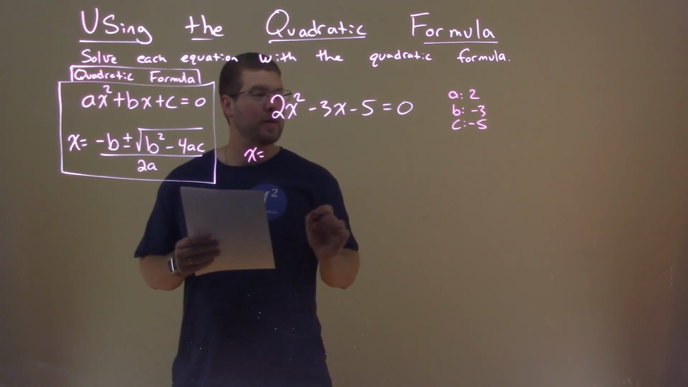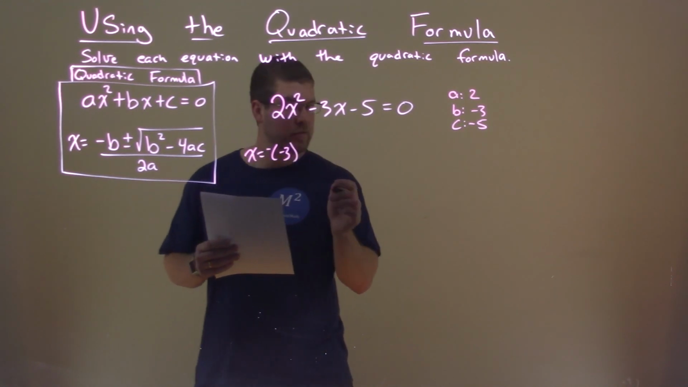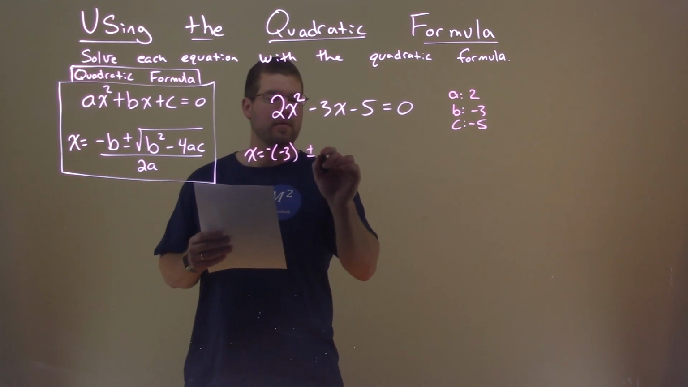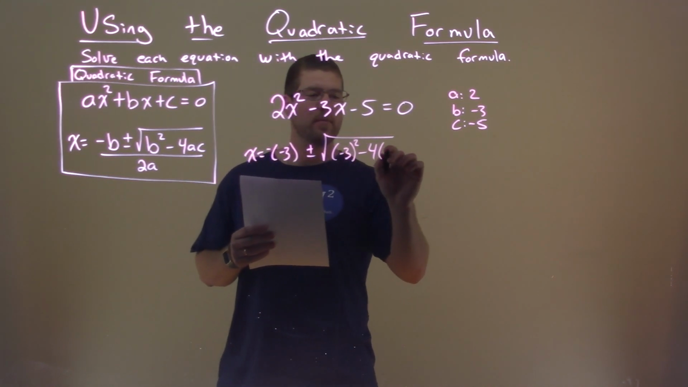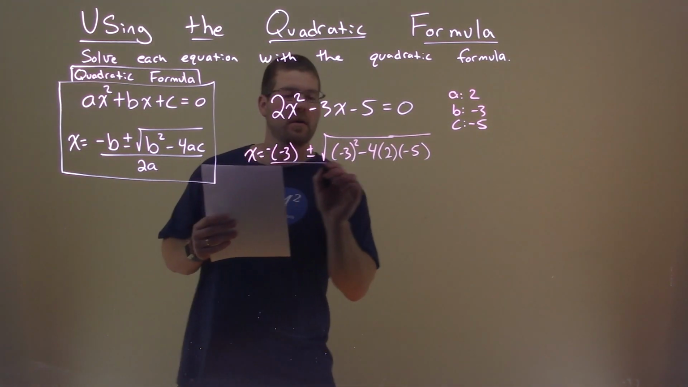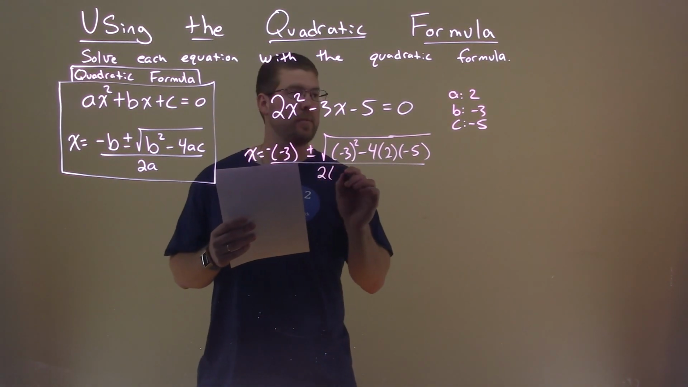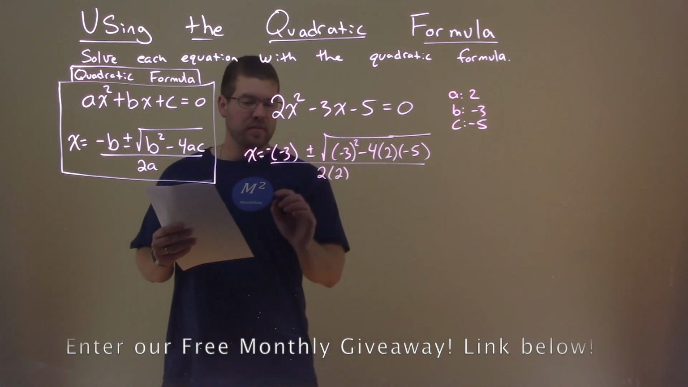Our variable x is equal to, well, negative b, so negative 3, plus or minus the square root, negative 3 squared, minus 4 times a, which is 2, times c, negative 5. All over 2 times a, which is 2. Now we just have to simplify.